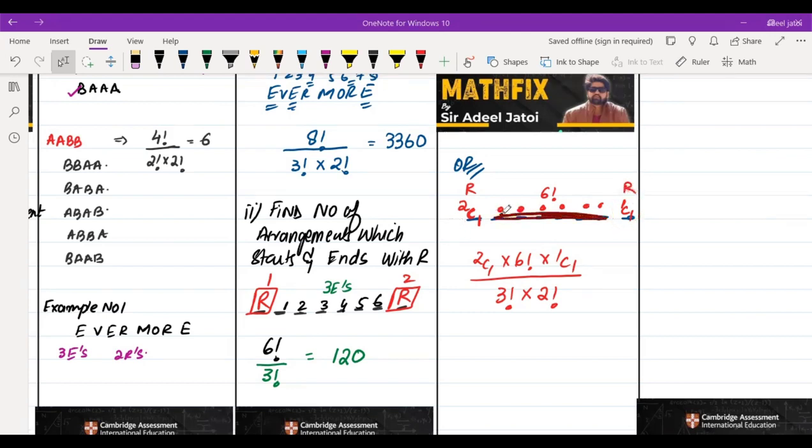Similarly, we'll be using 6 factorial for the movement of the other alphabets, which will also include what? 3 E's. So 2C1, 6 factorial, 1C1 divided by 3 factorial for the E's, and this will give me 2 factorial for the R's. So the answer will still remain the same. That will be 120. So the answer will be what? 120 here.